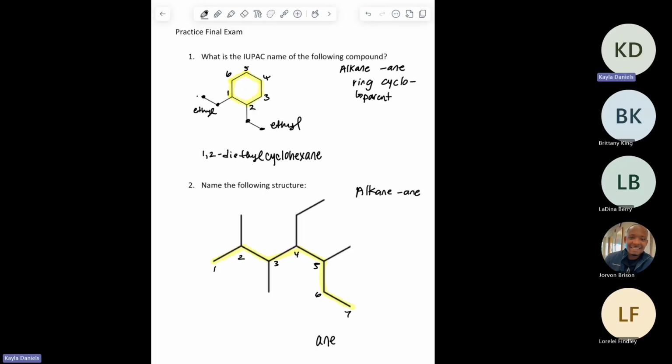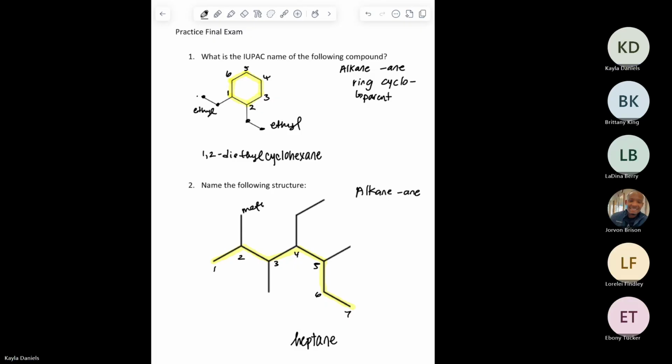So ane, because it's all single bonds. Hept, because there's 7 in the main chain. And now we got to deal with all these branches. Crazy, crazy branches. All right. So this is a 1 carbon branch, methyl. 3 is also a 1 carbon branch, methyl. 4, 2 carbon branch, ethyl. 5, 1 carbon branch, another methyl. So we got 3 methyls and an ethyl.